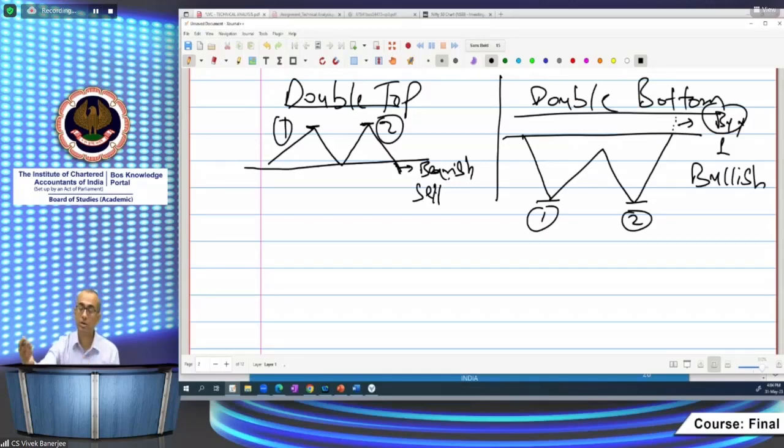And in double bottom, there are two bottoms. There is first bottom, second bottom. After the second bottom, when the price comes down, after that the price shoots up, it increases. And whenever it breaches a neckline, a buy signal is there.